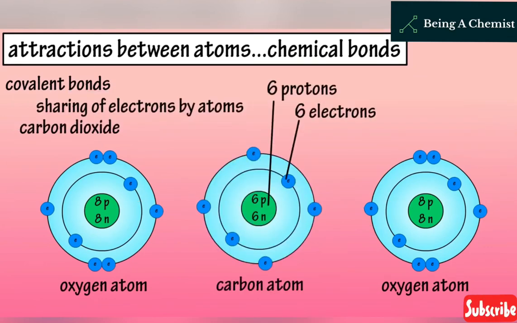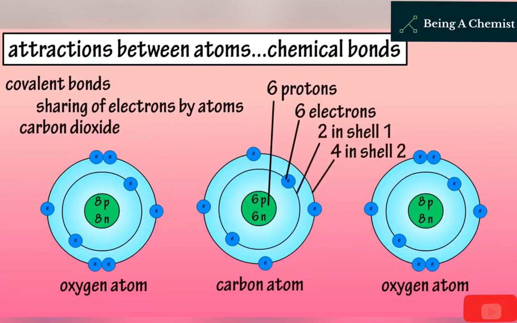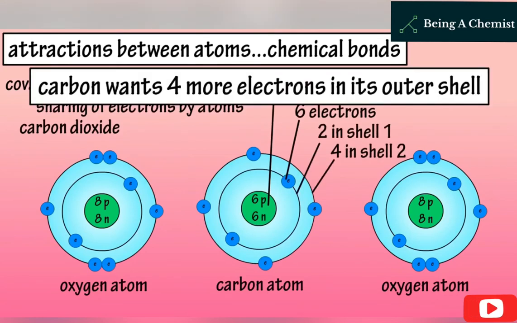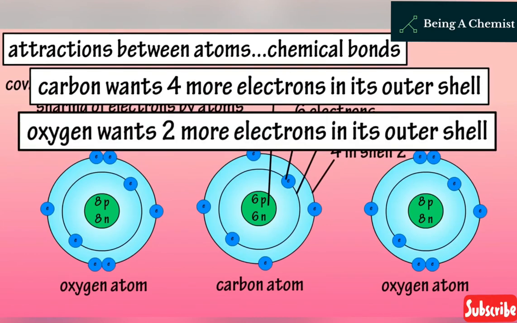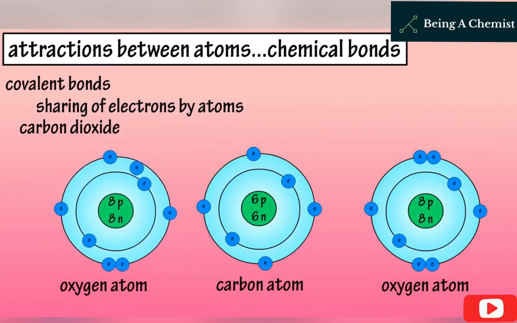Here is a carbon atom, as you can see, 6 protons, 6 electrons, 2 electrons in the first shell, 4 in the second shell. So carbon wants 4 more electrons in its outermost shell. Oxygen wants 2 more electrons in its outermost shell.